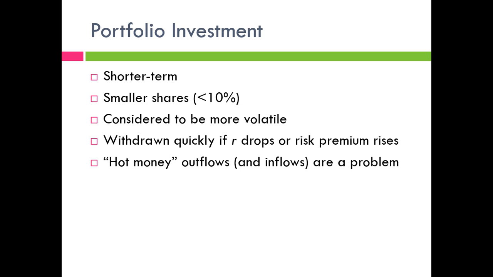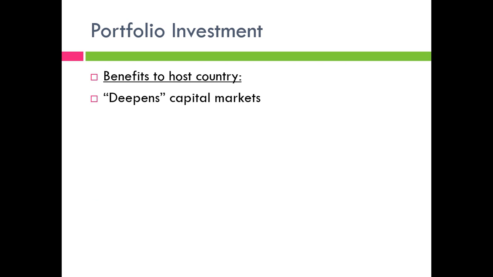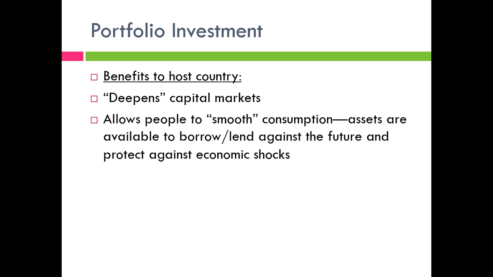And so those inflows and outflows are a problem because they can destabilize a currency. They can have an effect on the overall macroeconomy. Okay, we can work that into those models. All right, and so people can study whether the volatility is higher. Now, portfolio is also good because it can deepen the capital markets, or you're going to have more stock shares being bought and sold.